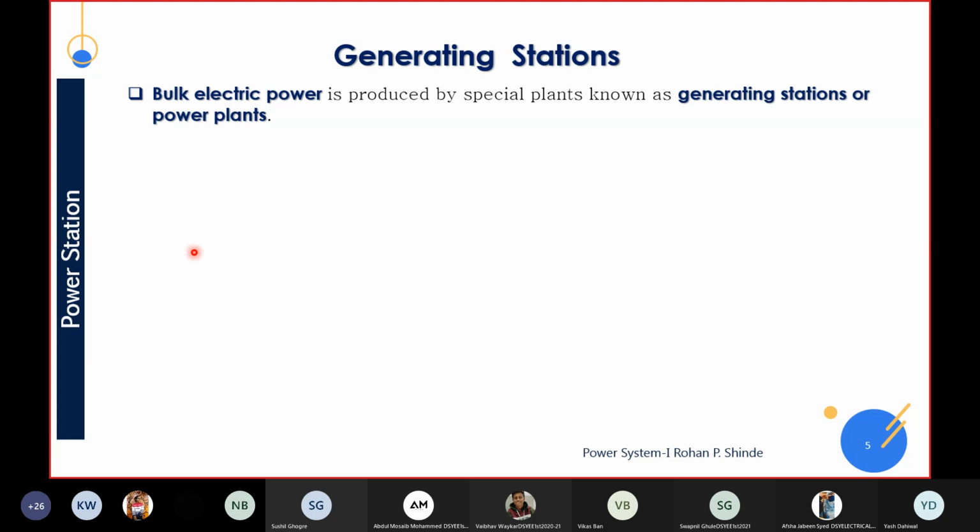Those power plants are known as generating stations or power plants. Okay, so see here, these are the power plants which produce a large amount of electricity, known as generating stations or power plants.